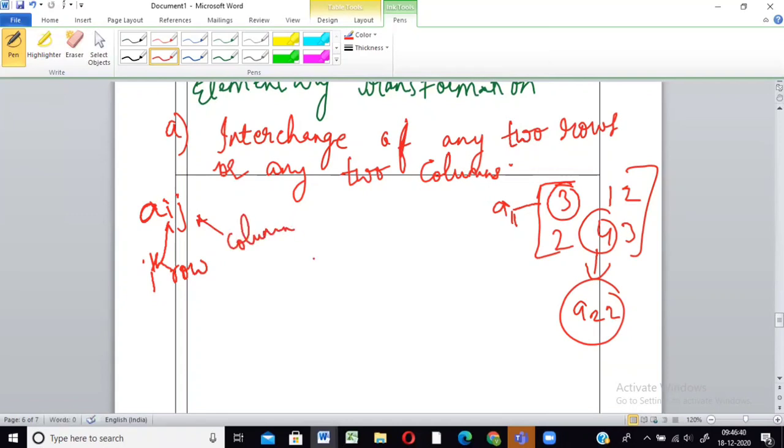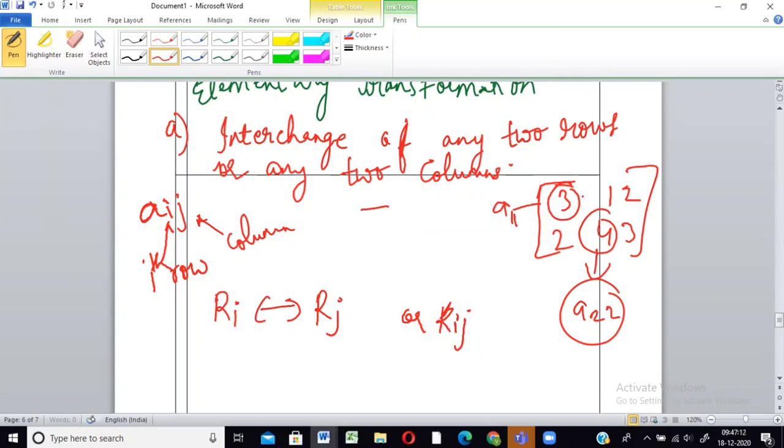Okay, suppose I say A32, the element lies in the third row and the second column. If we interchange, according to this property, the ith row and the jth column of a matrix, then after the interchange the original matrix is transformed to a new matrix. Suppose I have some ith row and I interchange it with the jth row. We can denote it using Rij.